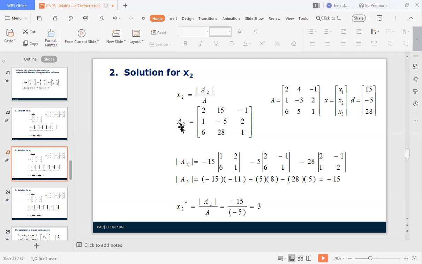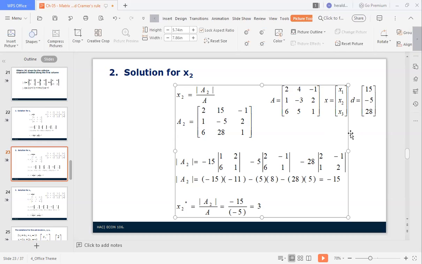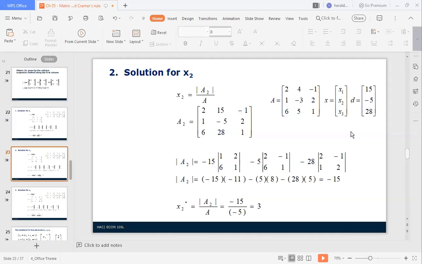So if it's x sub 2, then you're referring to the second column. Okay, so that's the original matrix here as is. The second column would be the constant because again, we're evaluating the solution for x sub 2. The third column would also be from the original matrix, as is.